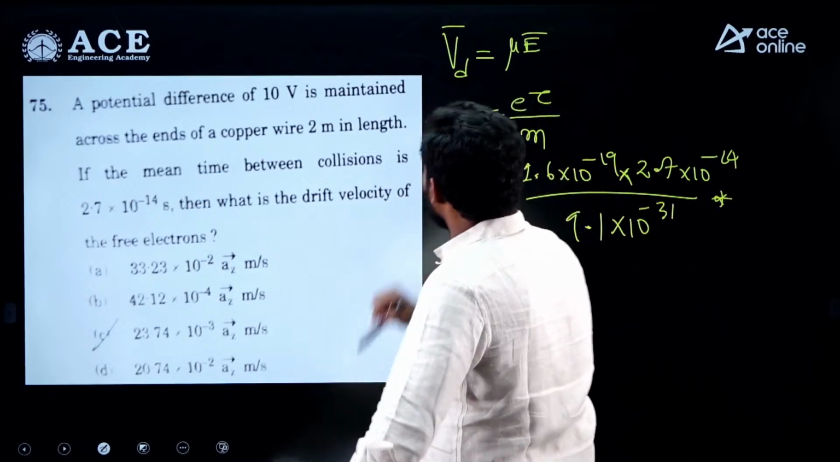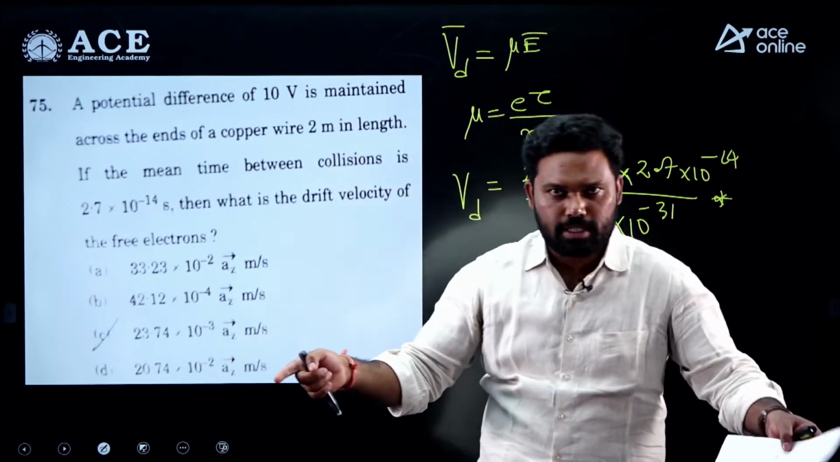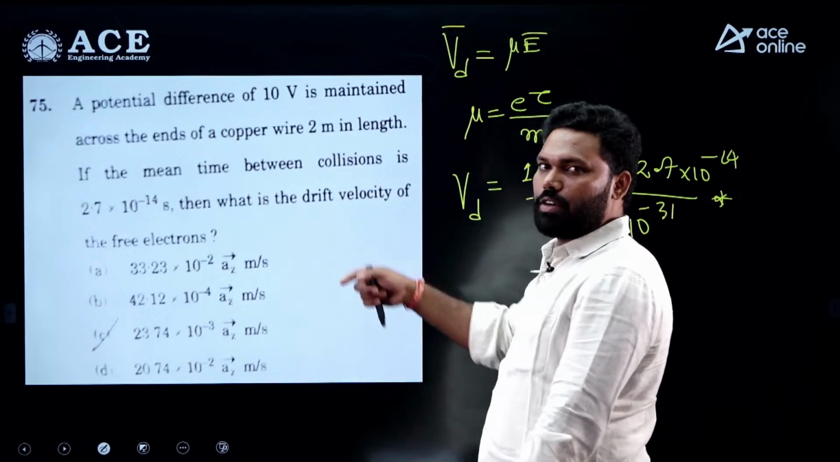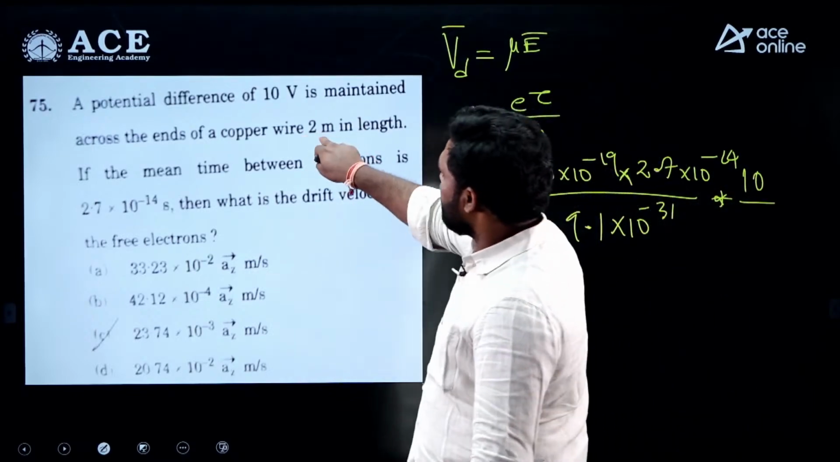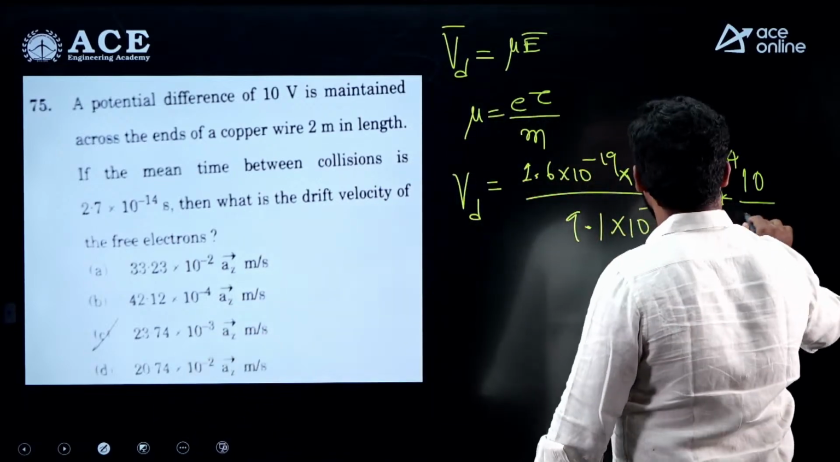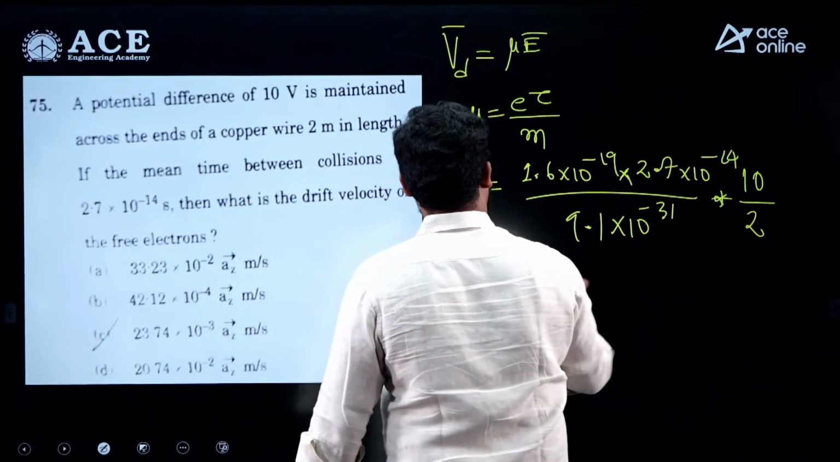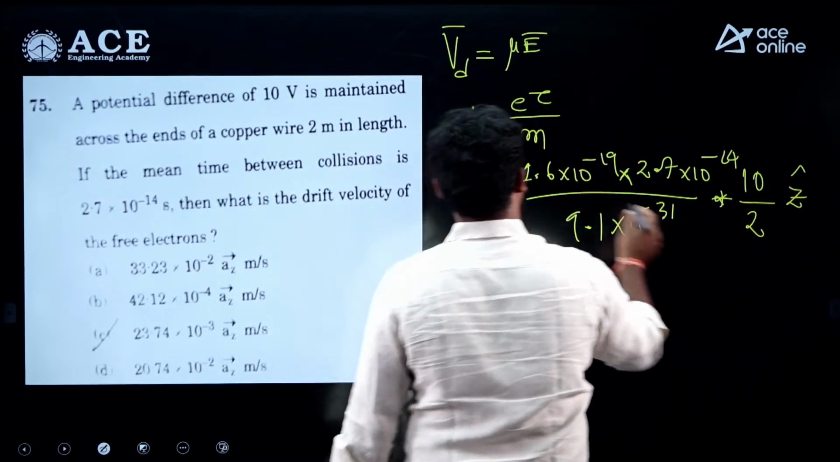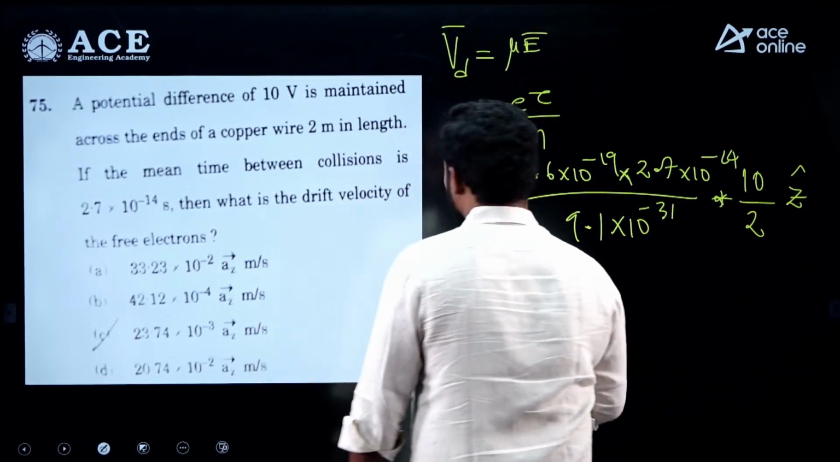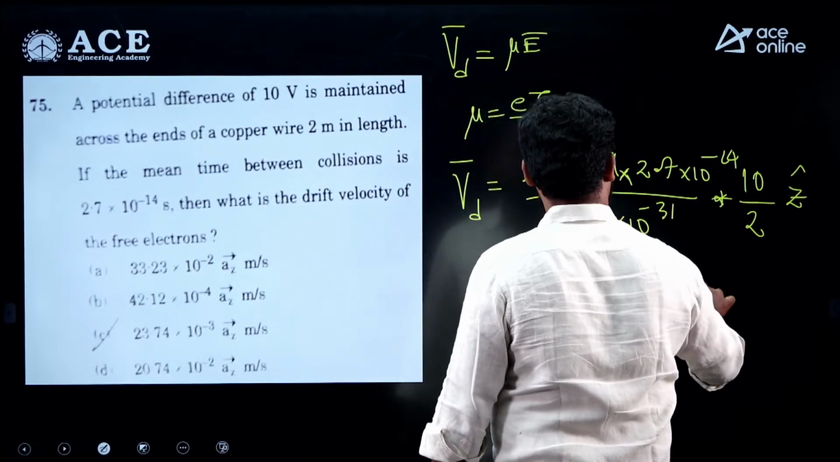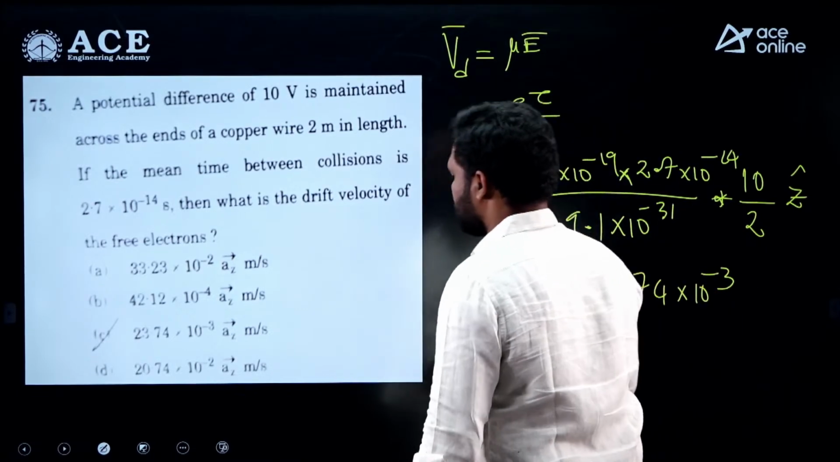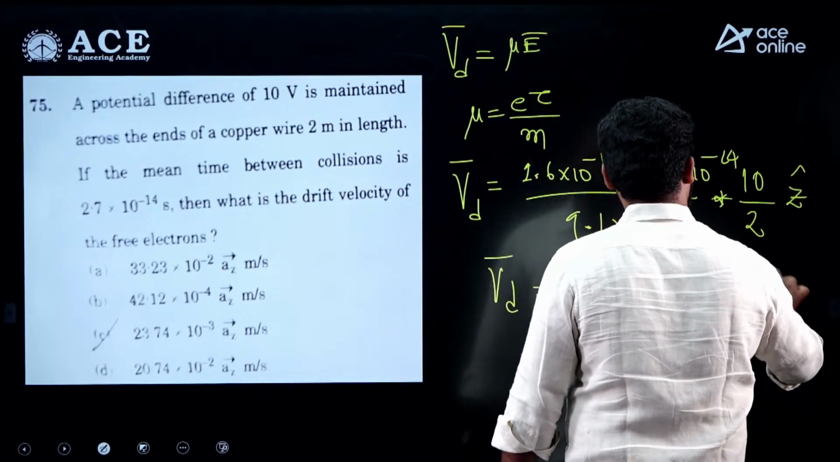And one more thing, the electric field is not mentioned here, but the potential is. So the electric field is equal to the potential divided by the distance. How much is the potential? 10, divided by the length of the copper wire, which is 2 meters. Fine, and make that a unit vector according to the question. Check out, this will turn out to be 23.74 into 10 to the power of minus 3 az cap meter per second.